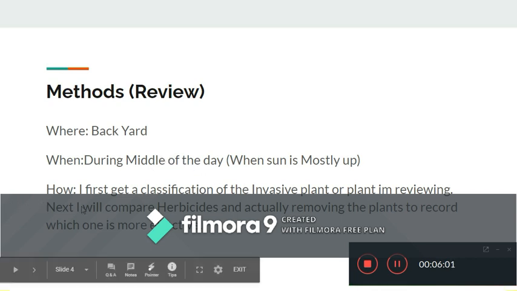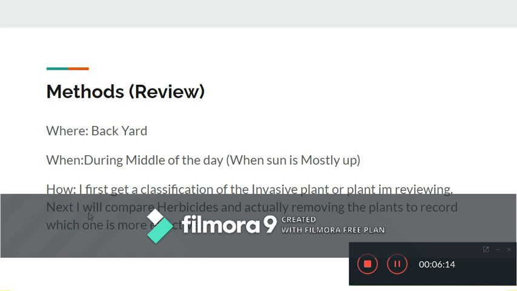Next, I will compare herbicides and actually removing the plants to record which one is more effective. Once I collect the plant, I'm going to see if removing it versus putting herbicides on them works better. Herbicides are used to kill off invasive plants, things like weeds, and usually decrease the population of a lot of invasive plants in a specific area or ecosystem. They can be used very often, especially when people are gardening, because they want to use different herbicides so they don't have to pull up things from their yard.